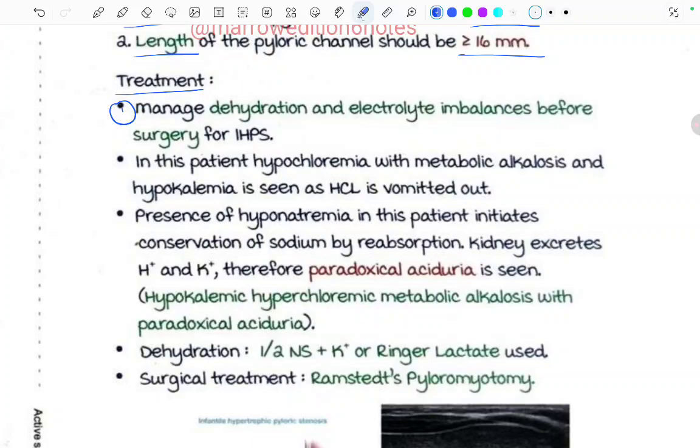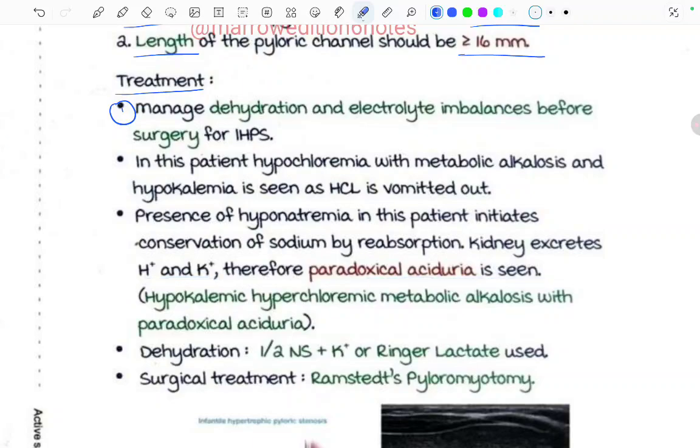Also hypochloremia and hypokalemia, a decrease in both chloride and potassium. Presence of hyponatremia in this patient initiates a conservation of sodium by reabsorption. Kidney excretes the H plus and K plus, therefore paradoxical aciduria is seen.